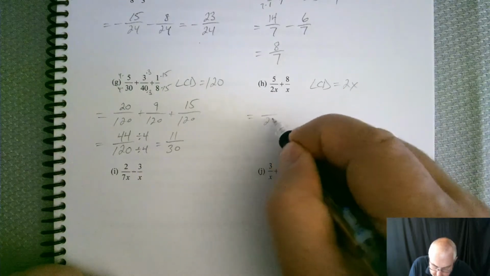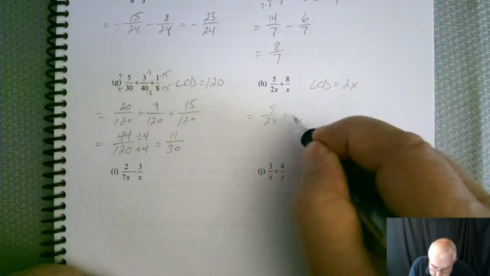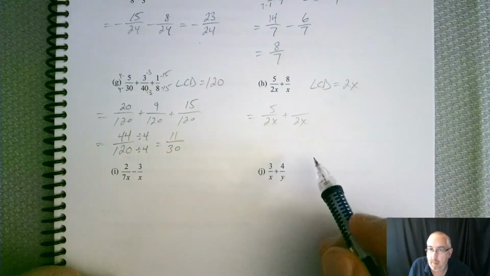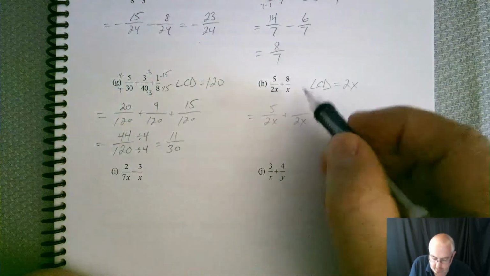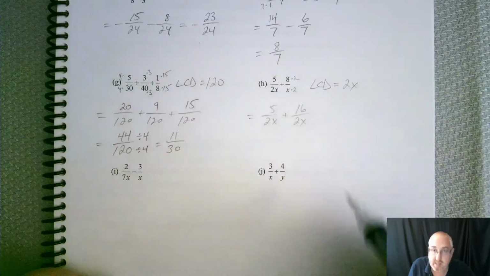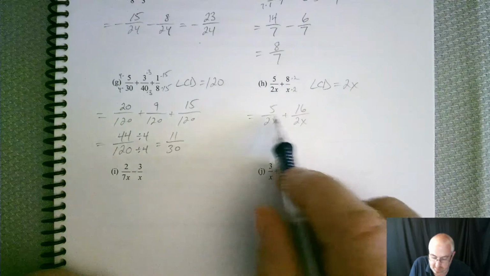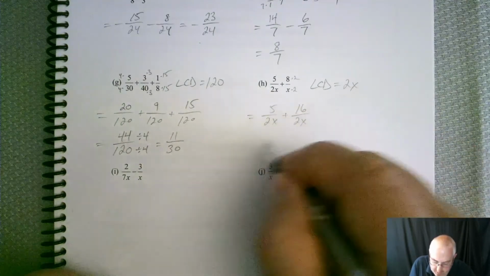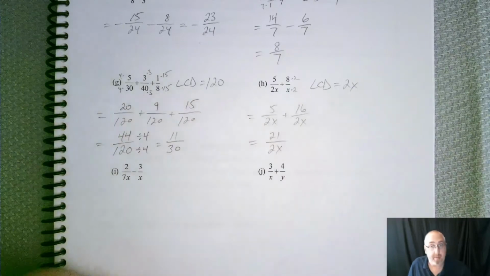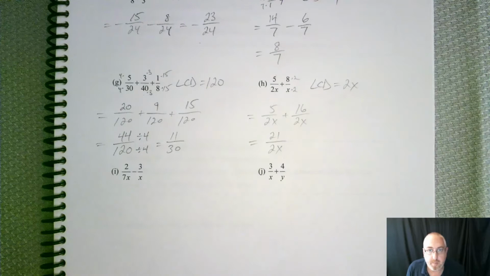So the first fraction doesn't change. In the second fraction, the denominator is a 2x, but what happens to the top? Well, again, we had to multiply it by 2, so that makes it into a 16. So 5 and 16 better be 21. And remember, you don't do anything with the bottoms except just carry them down. So that should be it. And again, it's improper, but don't worry about it.